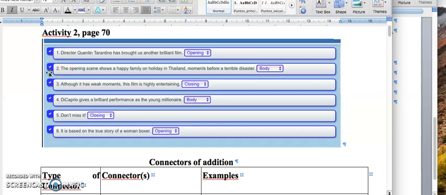Then it says the opening scene shows a happy family on holiday in Thailand moments before a terrible disaster. This is a summary of the plot, so that's why it is in the body. Although it has weak moments, the film is highly entertaining. Because of that, there's an opinion, so we have here the closing.